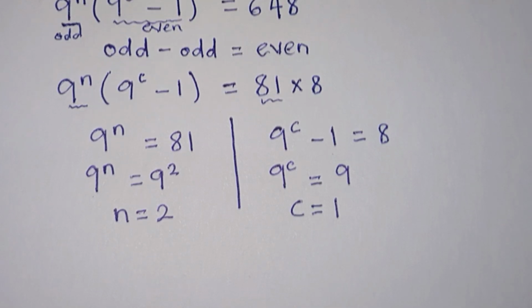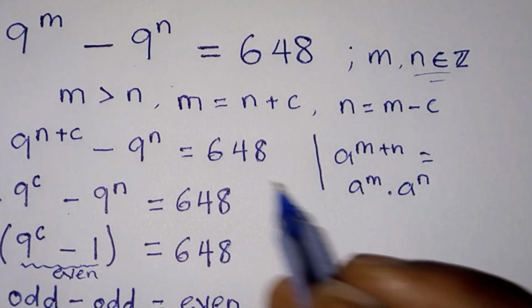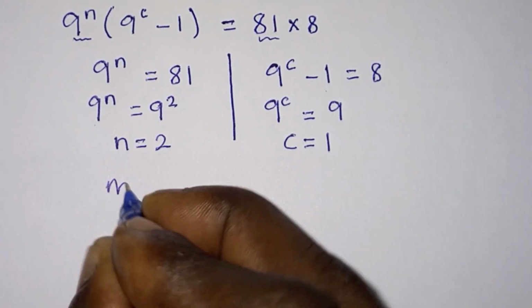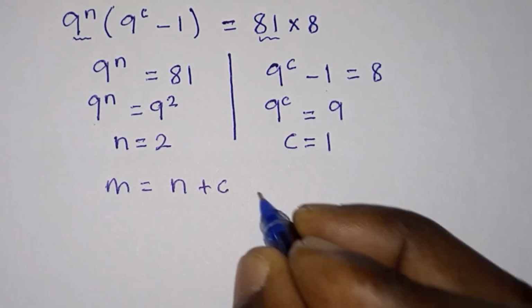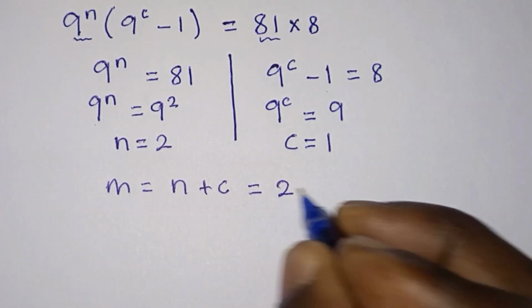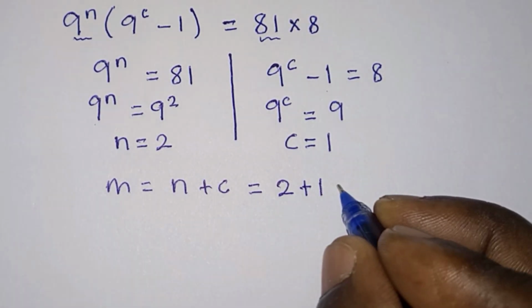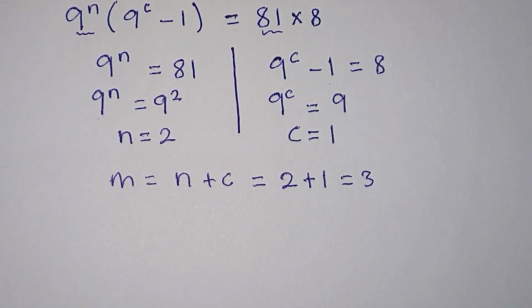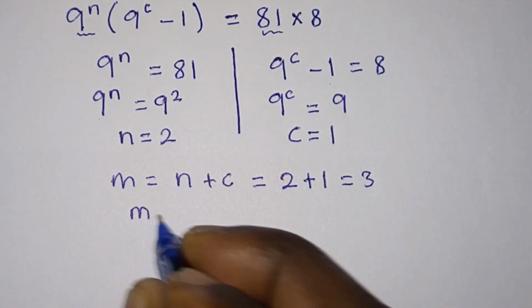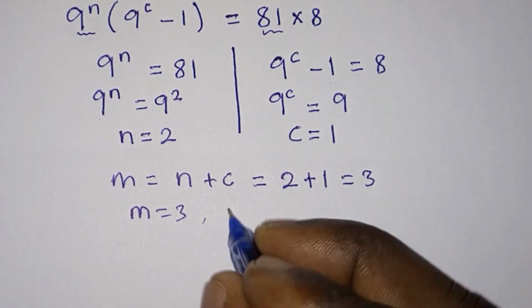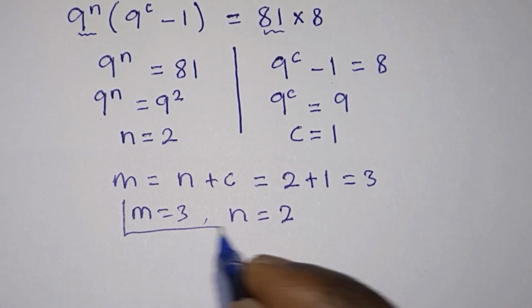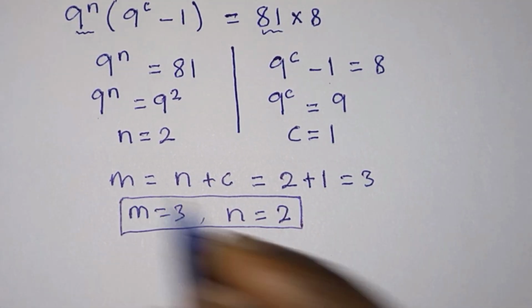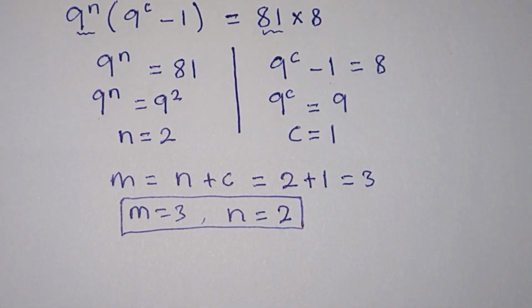So we can easily find the value of m from this equation over here. So we have m is equal to n plus c, which is the same as 2 plus 1, giving us 3. So in all, we have m is equal to 3 and then n is equal to 2 as the answer to the problem. So let's go ahead and then check whether it is true.